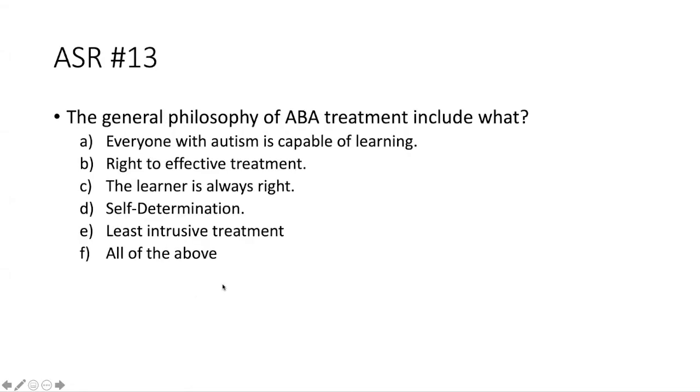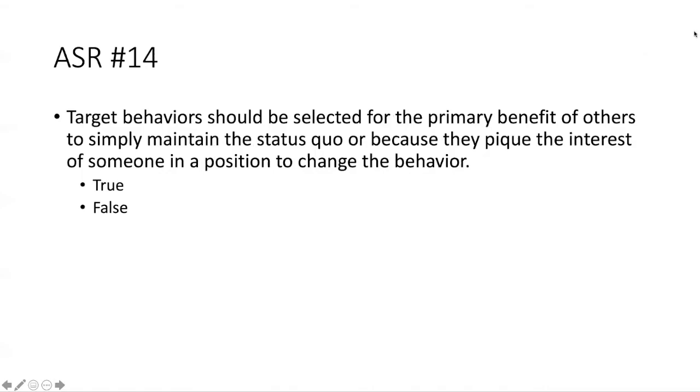ASR number 13. The general philosophy of ABA treatment includes what? A, everyone with autism is capable of learning. B, right to effective treatment. C, the learner is always right. D, self-determination. E, least intrusive treatment. Or F, all of the above. And the correct answer here is F, all of the above.